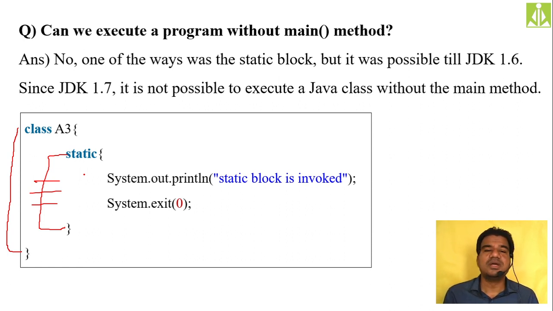But now, in the latest versions of Java, that is 1.7 and after 1.7, in those versions, it is not possible to execute a Java program without using the main method. Always, in every class, in every Java program, you need to have a main method. From there only the memory allocation will start, and from there only the execution of the program will start.